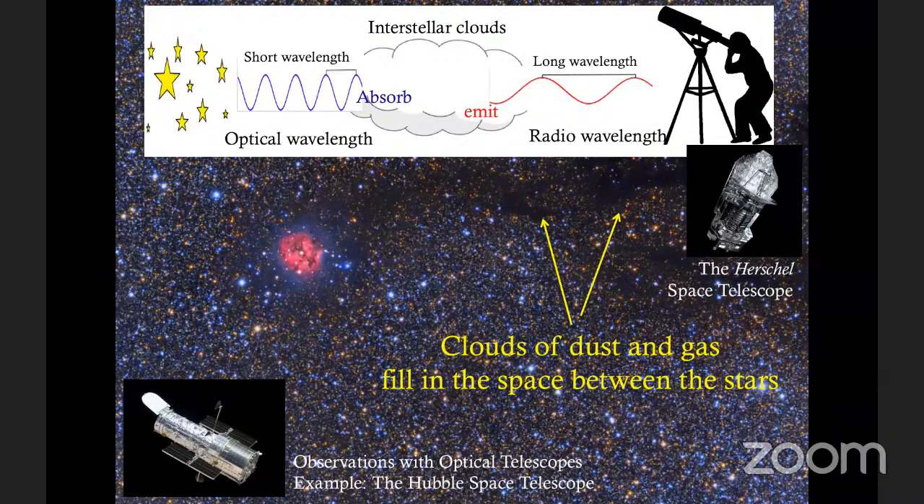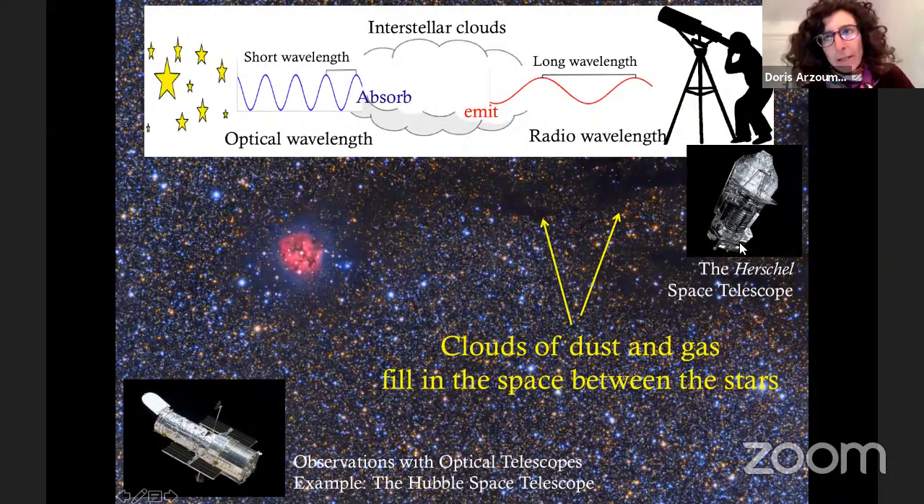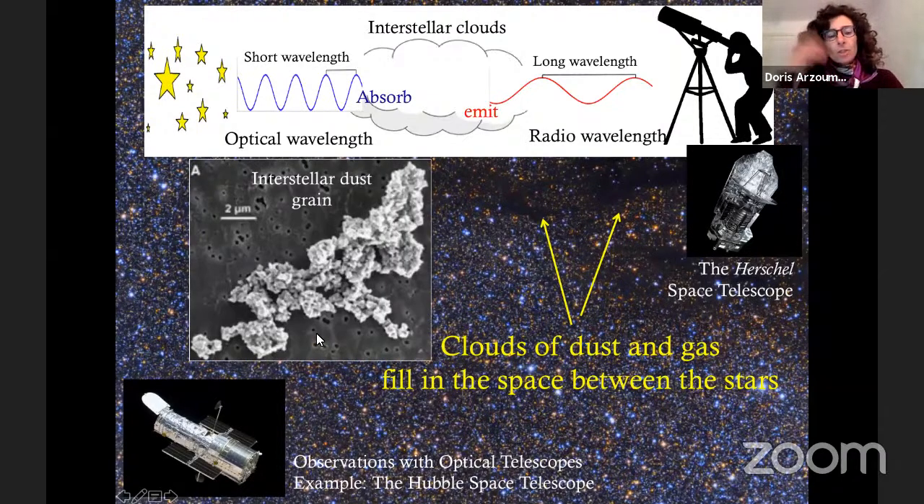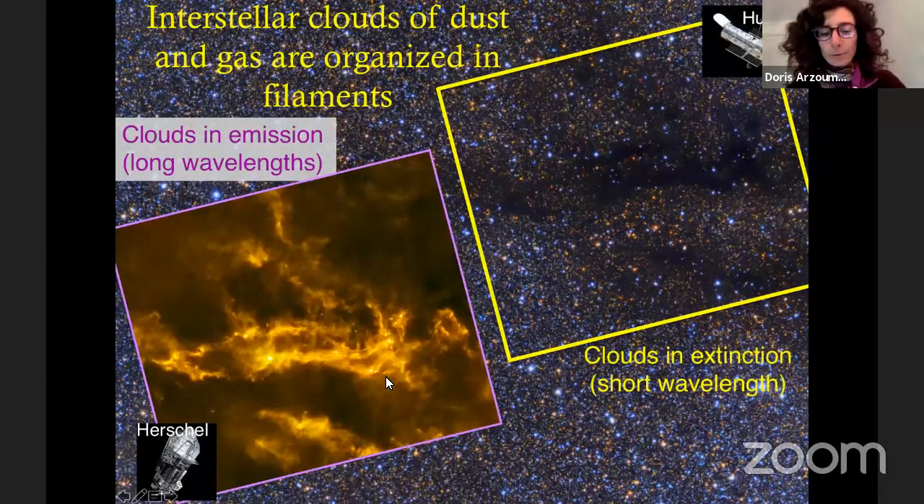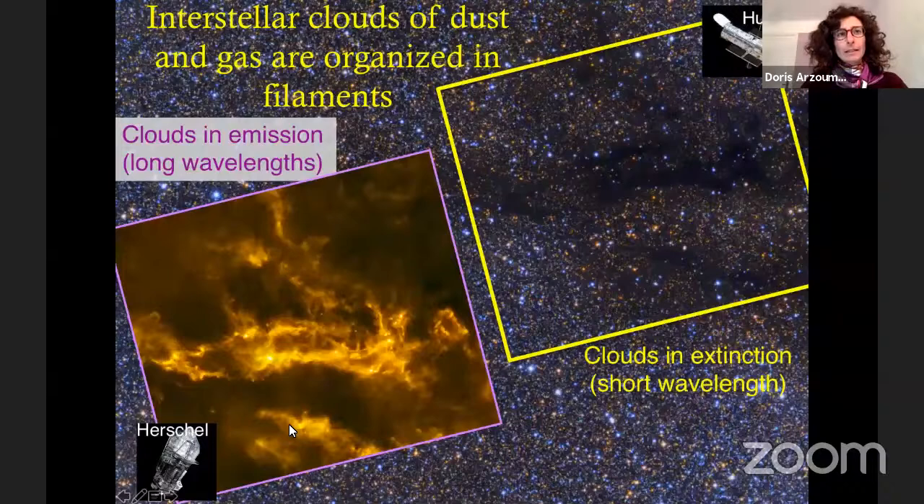And then these clouds emit at longer wavelengths. So if we observe at longer wavelengths, we can see them. Here I show an example of interstellar dust, which are micrometer size grains that absorb the light coming from the star and then emit at longer wavelength. With a telescope such as Herschel, we can see the emission of this dust grain. This image corresponds to the same image here where we see the interstellar medium in extinction. And in the Herschel image we can see the emission of this matter.